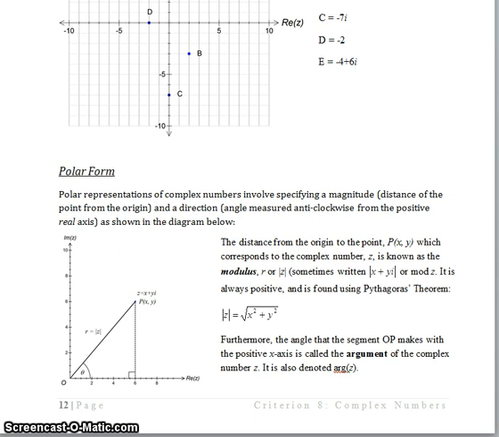Furthermore, we have the angle, which we need to define the polar representation of the complex number. So we have our magnitude. We also need direction. We use the angle from the positive real axis, or the positive x-axis, similar to the way we would with the unit circle and trigonometry. It's called the argument. So the argument is what we refer to as this angle here from the positive real axis, and we use theta, or it's also denoted by arg z.